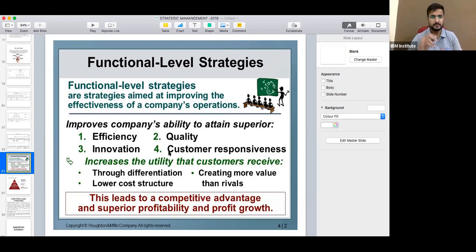Along with that, we always need to keep in mind these three basic factors, which is based on customer service, because ultimately customers are the king, and in order to fulfill their expectation, fulfill their desire, it is the most important component of any organization. In such regard, the first point is differentiation, creating more value than rivals, and low cost structure. We'll discuss all these points one by one.